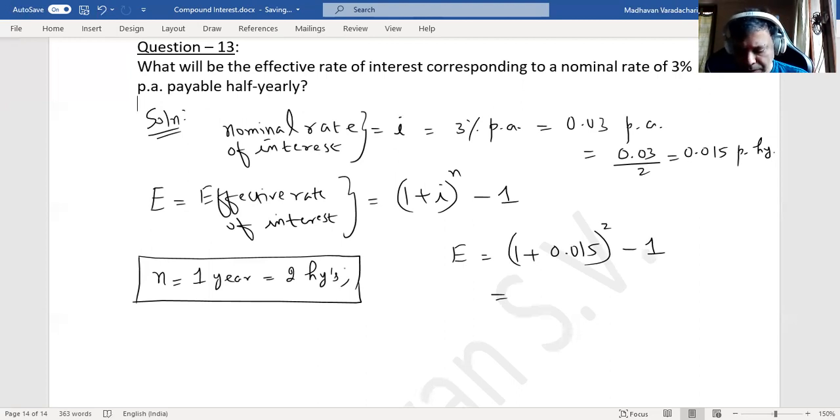So how much is it? 1.015 to the power of 2 minus 1. We get 0.030225, which is 3.0225 percent. So the nominal rate is 3% and the effective rate of interest is a little higher than the nominal rate because the compounding is being done on a half yearly basis instead of yearly basis. That is the solution for this particular problem.